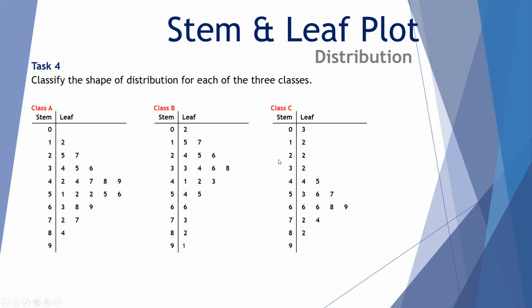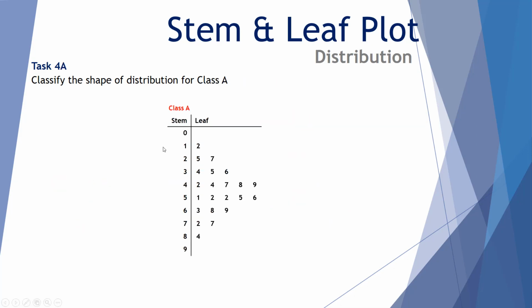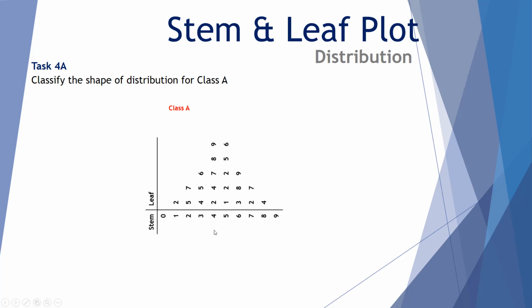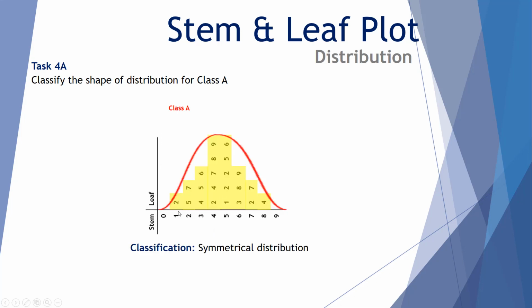Task 4. We want to classify the shape of the distribution for each of these 3 classes. Let's classify the shape of distribution for Class A. If we were to rotate this 90 degrees anti-clockwise, suddenly this looks much more like the columns of a histogram. I can fill those in yellow. You can see this outer shape is symmetrical. If I were to fold it in the middle, the left-hand side is a mirror image or close to that of the right-hand side. So this distribution is classified as symmetrical. This is a symmetrical distribution.